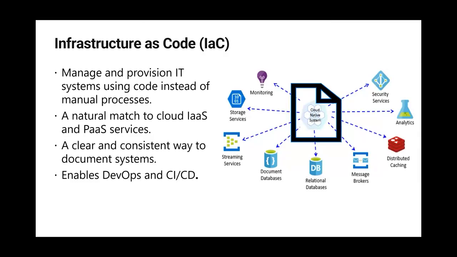Infrastructure as code is a way to manage and provision your IT systems using code instead of, well, manual processes, as in buying systems and installing them. Obviously, infrastructure as code is a partner to cloud computing in general, because in cloud computing, your resources are all virtual. There's no real computer. There's a VM or a container that you deploy.